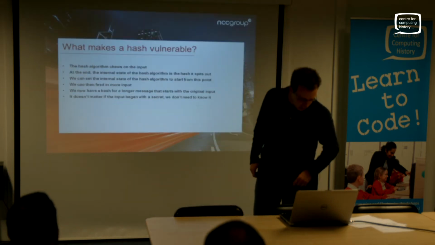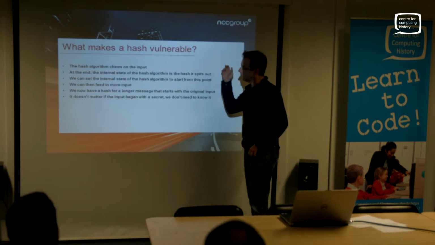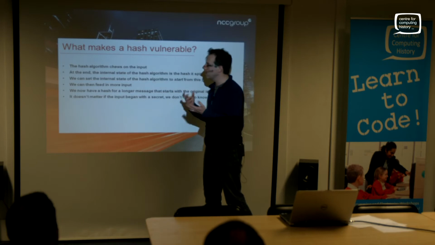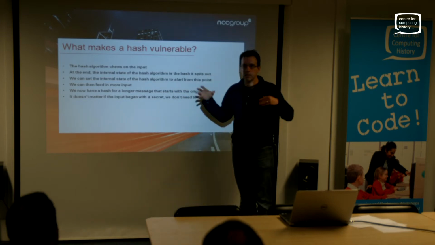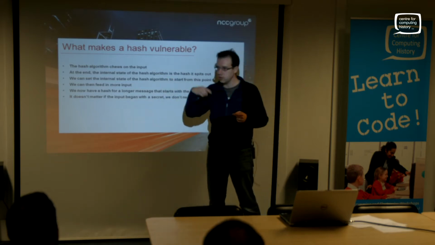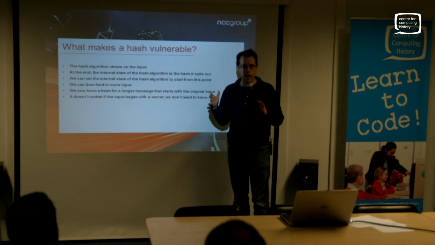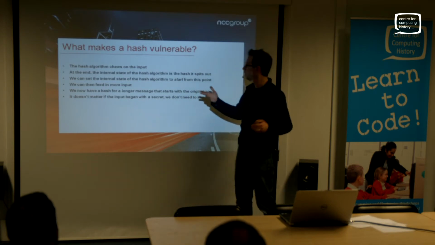So here we go. How are we able to exploit this? What makes the hash vulnerable? The hash algorithm is chewing on the input, and at the end, the internal state of the algorithm is the hash. MD5 is digesting the message that you're sending into it, and then the internal state of the hash algorithm at the time that it runs out of input is the hash.